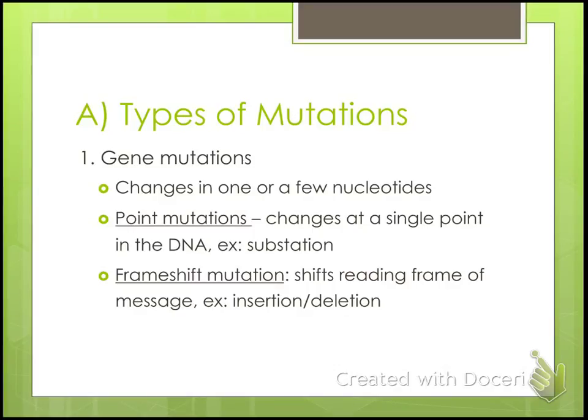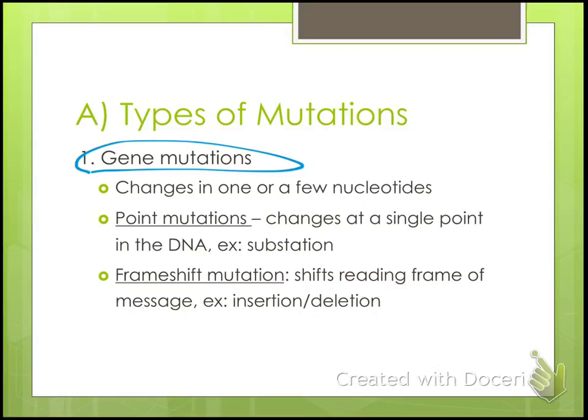Let's talk about the first of two types of mutations. This one is called a gene mutation. A gene mutation happens when you have a change in just one or a few handfuls of nucleotides. Remember, nucleotides are made of three things: a sugar, a phosphate, and a base, just as review.